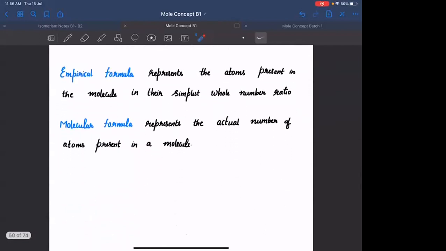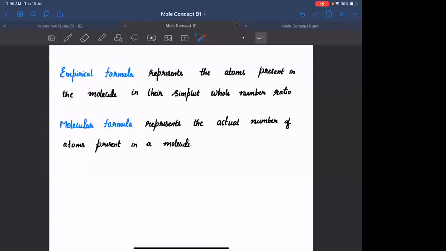Now we need to understand what is meant by empirical formula and what is meant by molecular formula and what is the relation between these two. Empirical formula is nothing but it tells us about the simplest ratio of elements present in the molecule. By looking at the empirical formula, we will see which particular elements are present and their simplest whole number ratio. We may not know the exact number of atoms of each element present in the molecule. We will not get that using the empirical formula because we are seeing the simplest ratio.